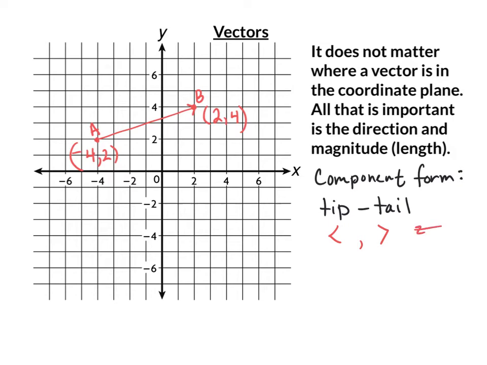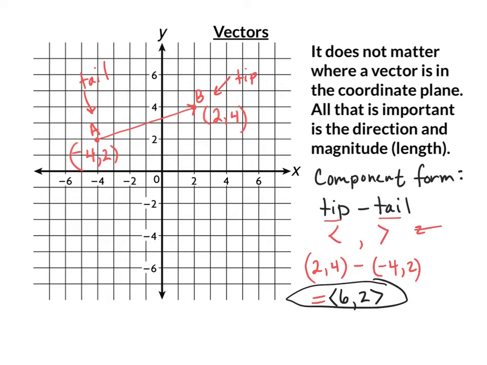If we have 2 points, all we do is we take the tip minus the tail. So here's the tip. Here's the tail, the back part of it, and we take the points 2, 4, the tip, minus the tail, that's -4, 2, and that gives us the vector in component form, and you just subtract those like you think. You go 2 minus -4, which would be 6, put a less than there, comma, 4 minus 2, which would be 2. So this is the same exact vector in component form.